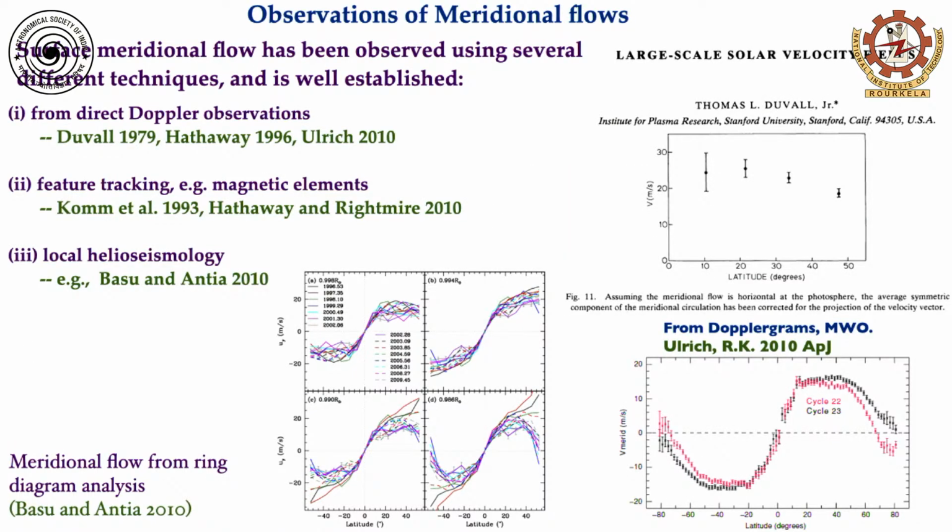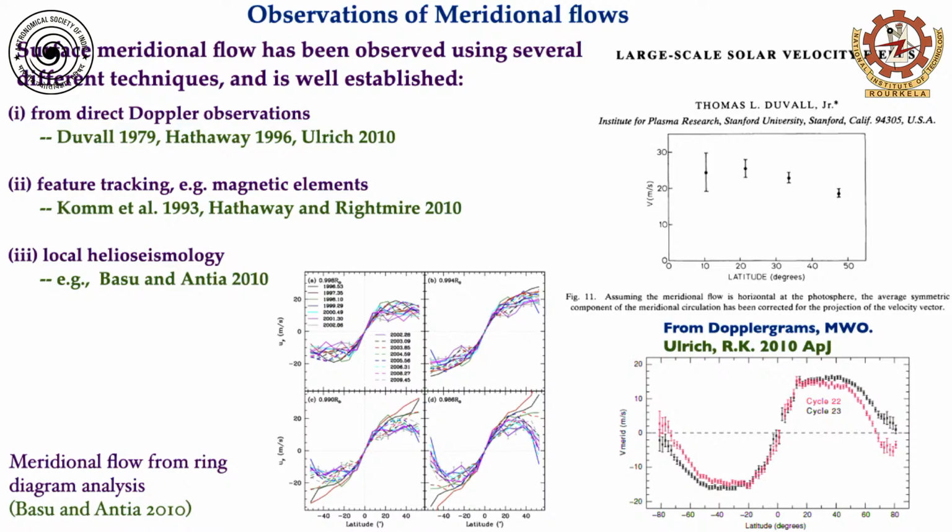Okay, so let me first talk about the meridional flow, which I have been spending a lot of time on over the last 10 years or so. The meridional flow, as I said, is a flow which is very well observed on the surface. The very first observations came in the late 70s from direct Doppler observations. And you can also track the features. In the magnetic butterfly diagram which I showed you, you see the magnetic field slowly getting advected to the poles. You can track those features, and you can also measure the meridional flow.